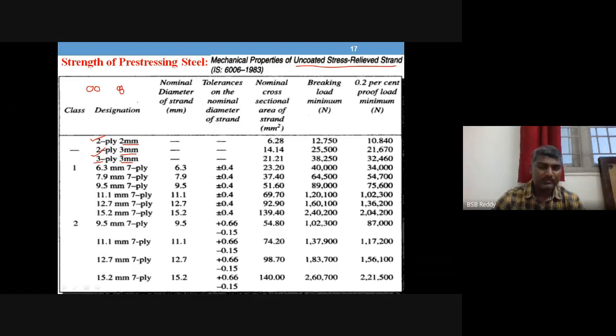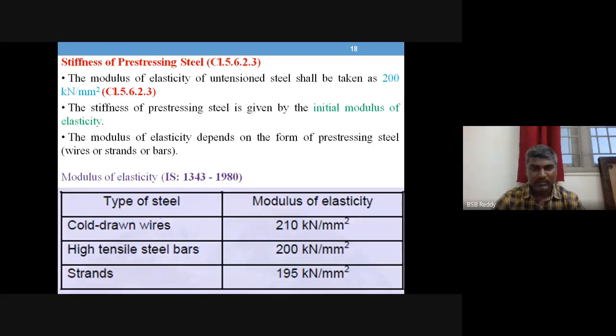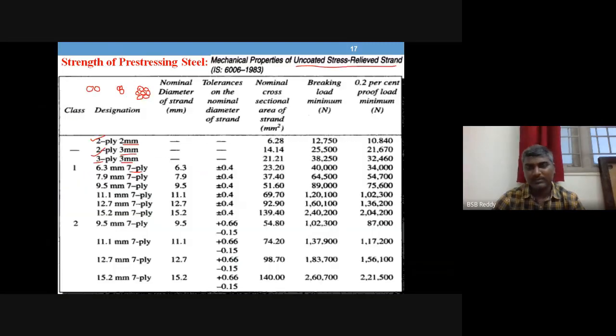7 ply, okay. So central wire, and then surrounding that there will be 6 wires surrounding the central wire, okay. So this is like 7 ply, okay, of so and so diameter, right? So these are the different properties. Breaking load is also being mentioned in that IS code.